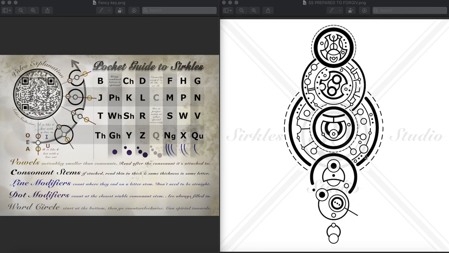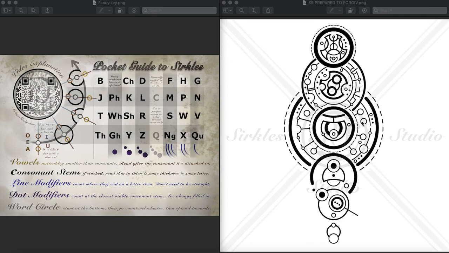So A, N, Y, O, inside the word circle. Here's another N. E, on the line of the word circle. So anyone. A-N-Y-O-N-E, anyone. And now we have another 2 dots that go with this stem because it's the closest one. So that would be a K. And this is the word can.